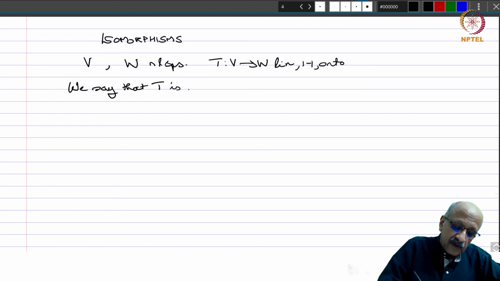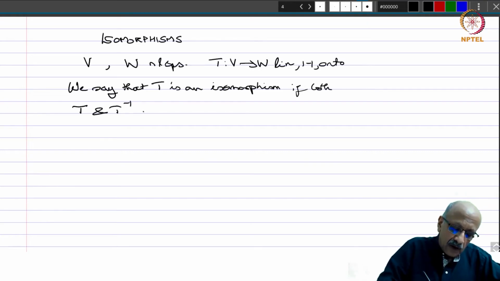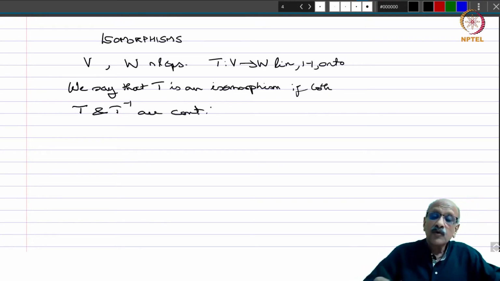T is an isomorphism if both T and T inverse are continuous. So whenever we talk of isomorphism in the context of normed linear spaces, we mean a 1-1 onto linear map which is continuous and the inverse is also continuous.